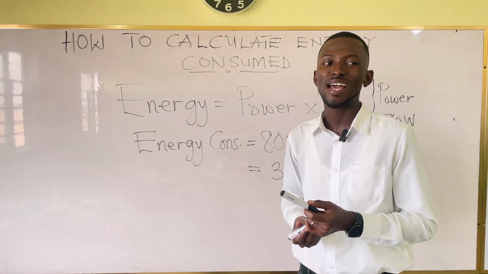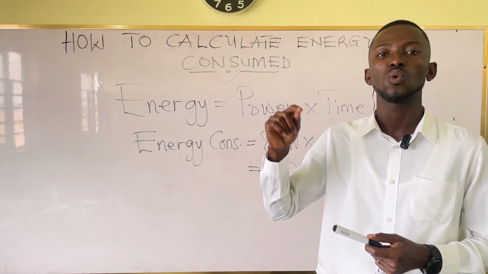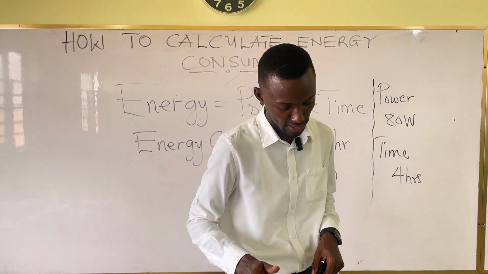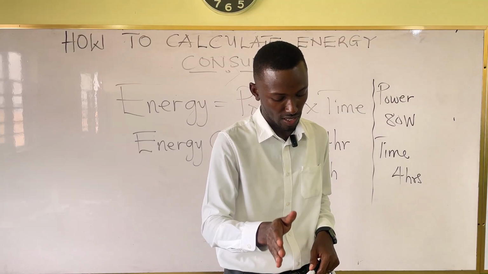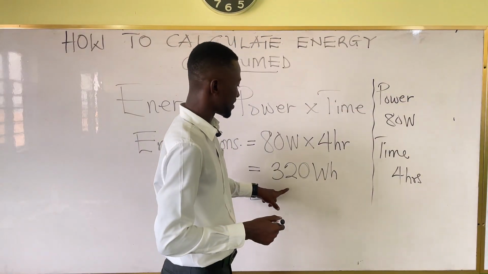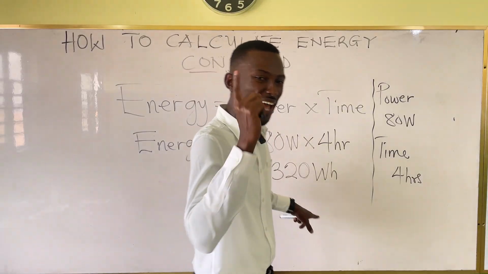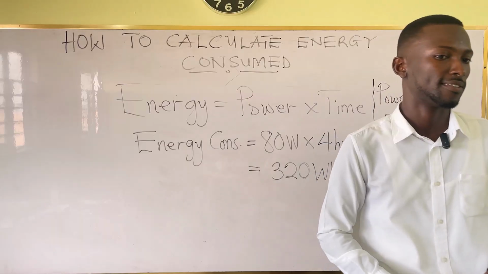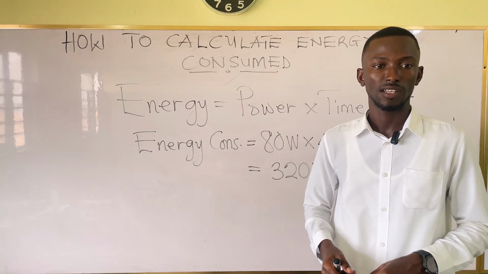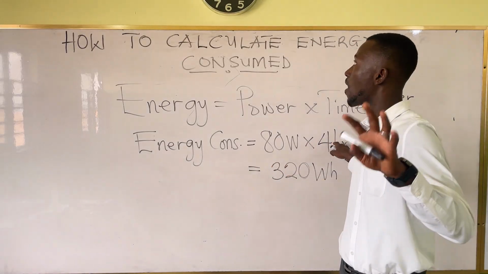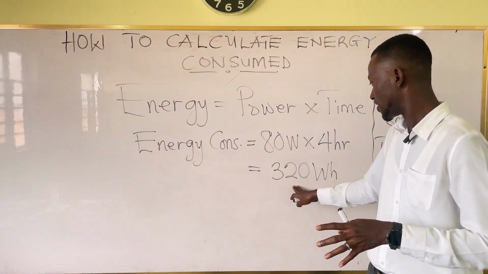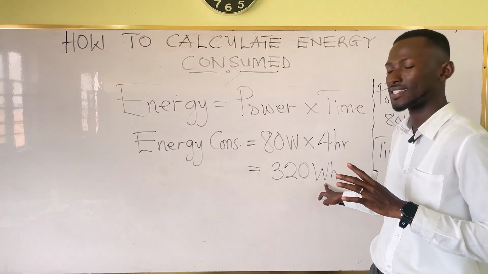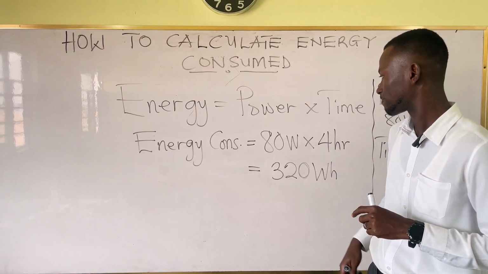Now we have to convert this into what? Kilowatt-hour. So that's the first part of the question, to calculate it in watt-hour. That means this is the energy the person consumes every single day for using the fan for just 4 hours in a day. His energy consumption is 320 watt-hour for that day.